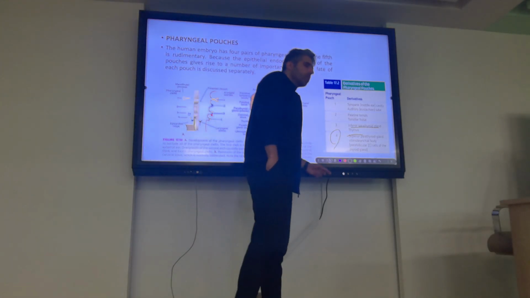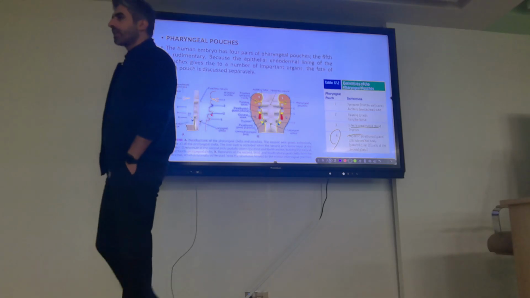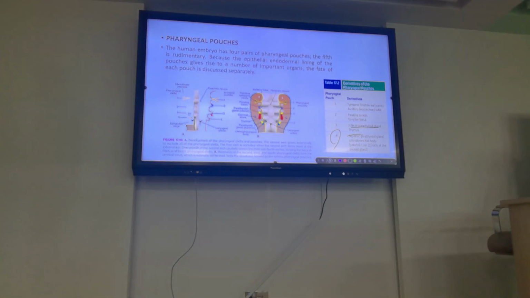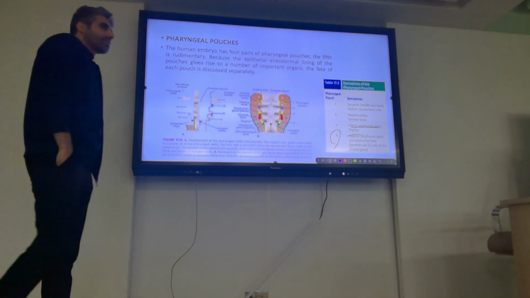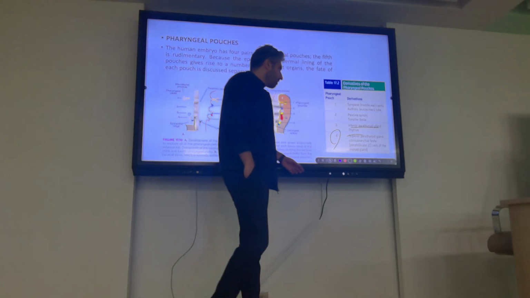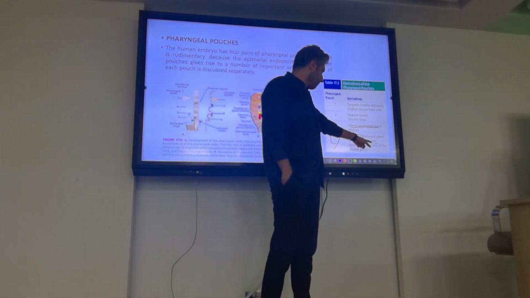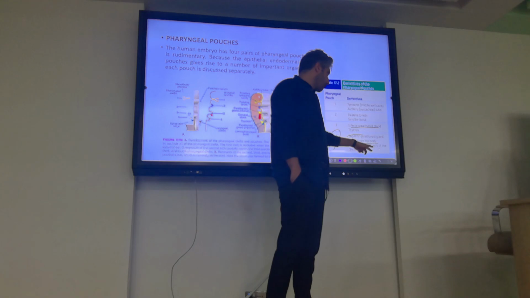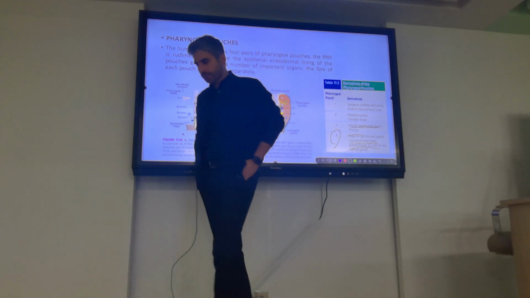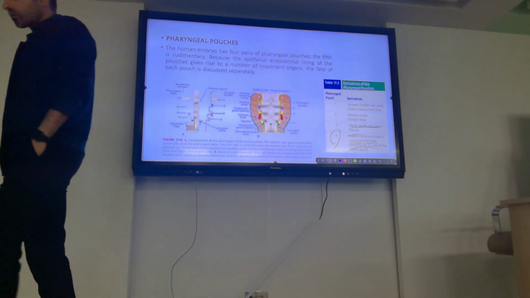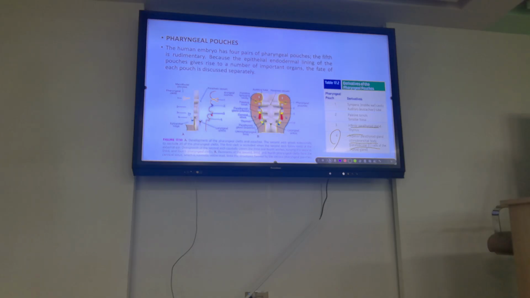Pouch number 4 can make the superior parathyroid gland and some part of the thyroid gland, the ultimobranchial body, making parafollicular C-type cells in the thyroid gland. So this is pouch number 4.